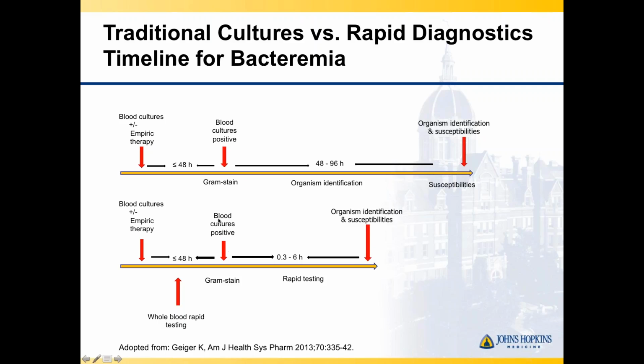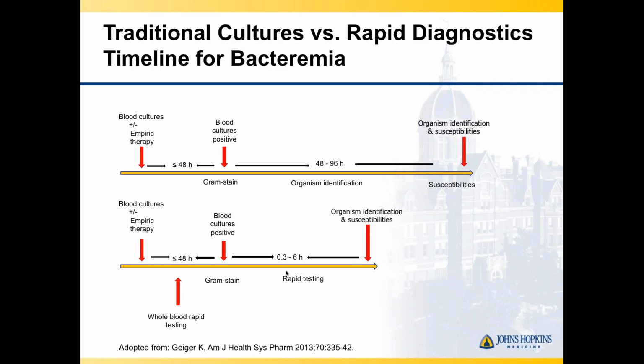With rapid diagnostics, you still need the growth of the organisms, at least the ones that are currently available, with the exception of a few. And then those rapid diagnostics can quickly identify some organisms. So for example, if you have a Staph aureus or GPC growing in clusters, within 3 hours you might learn the patient has MRSA or MSSA.